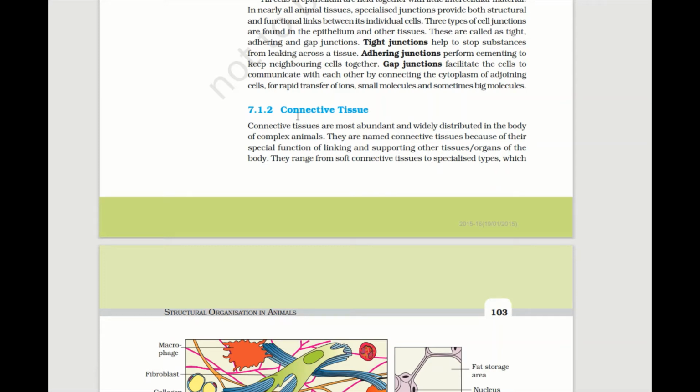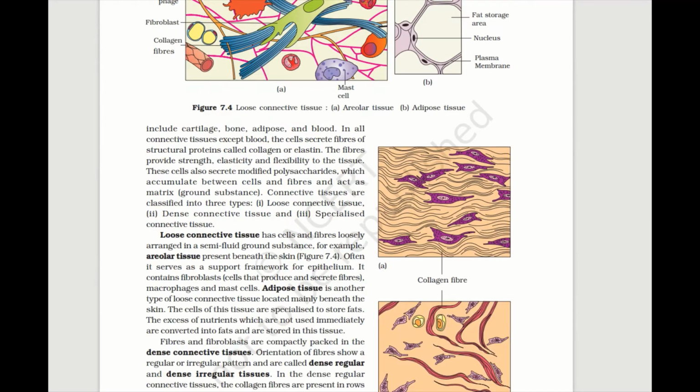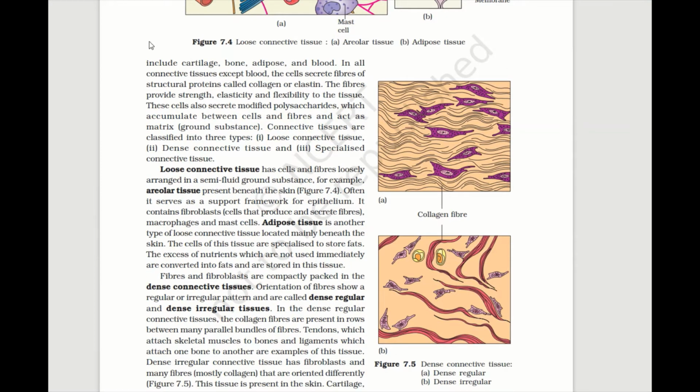Connective tissues are named so because they have the special function of linking and supporting other organs of the body. Their function is to link different tissues. They range from soft connective tissue to specialized types. So what are the specialized types? They are cartilage, bone, adipose, and blood. We will see all these in detail.